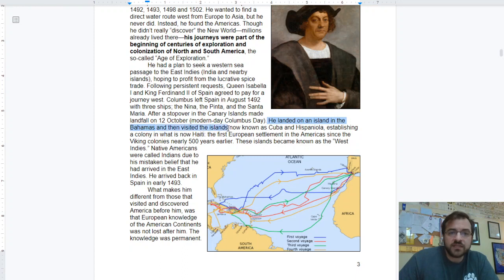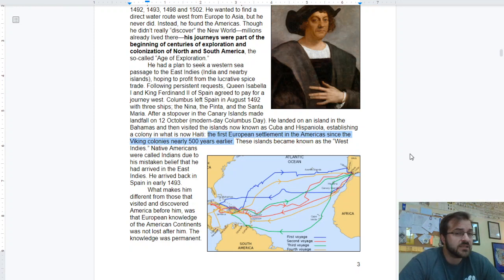And then he started visiting the islands of Cuba and Hispaniola. And he established a colony in what is now known as the country of Haiti. The first European settlement in the Americas since the Viking colonies 500 years earlier. The Vikings had started some colonies in Greenland, way up north, where it was really cold.